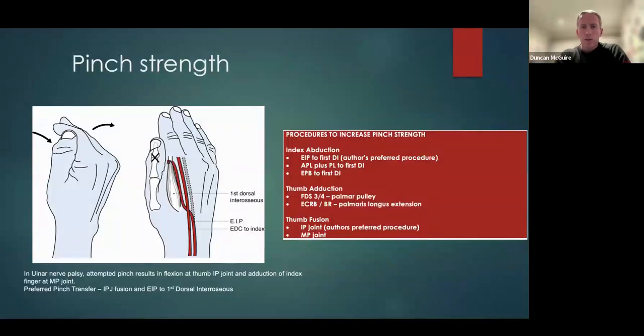And then when it comes to the pinch strength, again, here you've lost adductor pollicis and you've lost the first dorsal interosseous. So those are the two things that you need for pinch. You need to get your thumb against your index finger, and then you need that index finger to be able to resist your thumb. So you need the first dorsal interosseous to abduct your index finger and the adductor pollicis to pinch something against it.